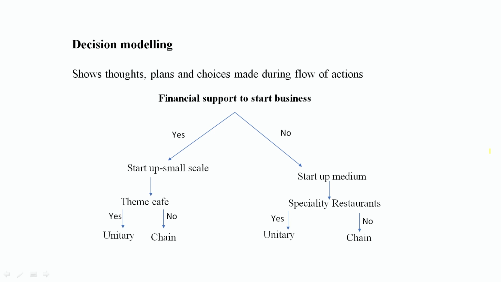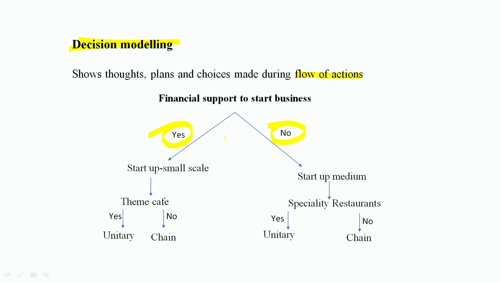Now, the last point here is decision modeling. Decision modeling is another tool for presenting your qualitative data findings. It presents the flow of actions in a sequence. We can identify dichotomous functions like yes or no. One is yes and the other one is no in almost every case.